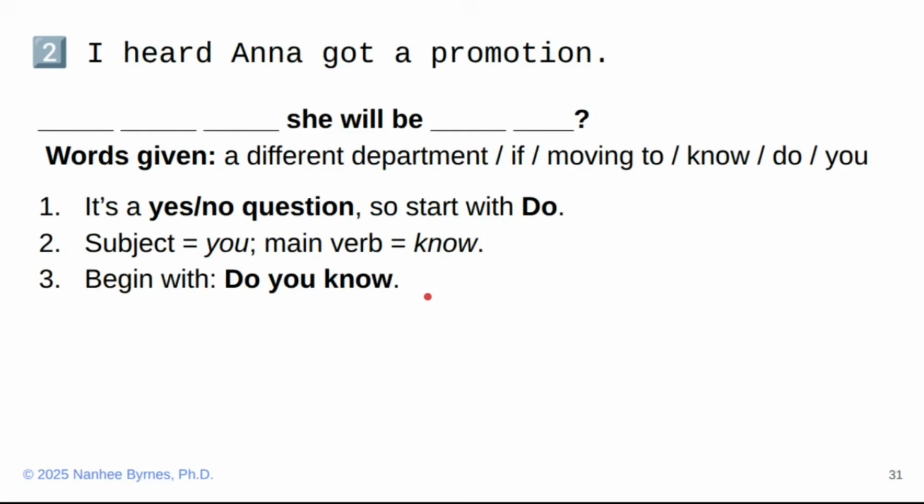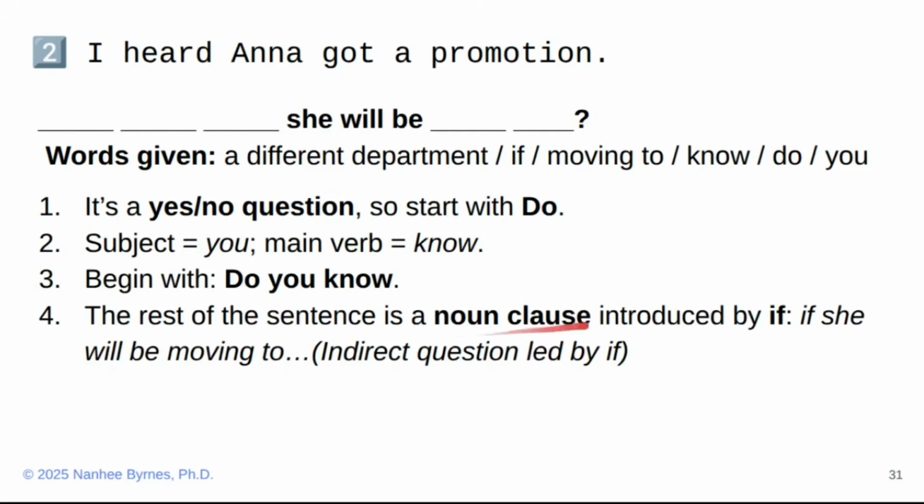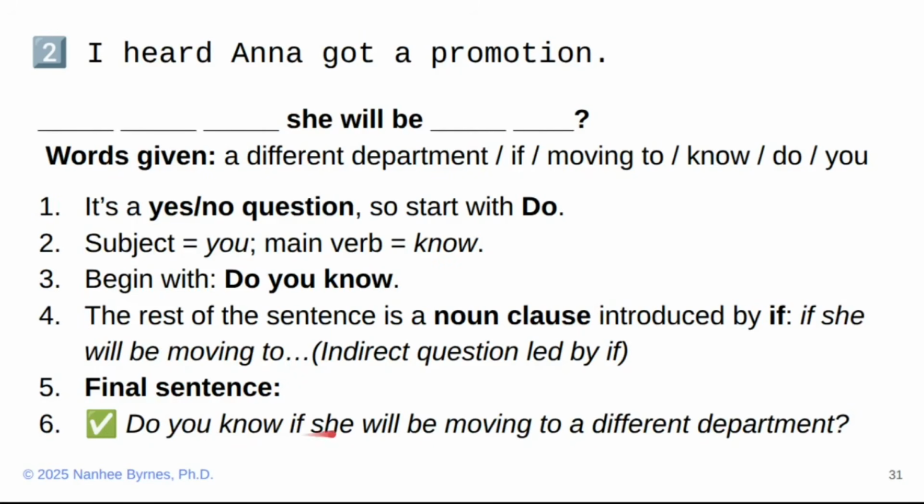Next, since she will be moving to a different department is a noun clause, we need a word to introduce it. Noun clauses are often introduced by interrogative pronouns like who or which, or conditional words like if or whether. Here, if works perfectly. Do you know if she will be? Finally, the remainder of the clause fills in the predicate, moving to a different department. So the complete sentence is, do you know if she will be moving to a different department?